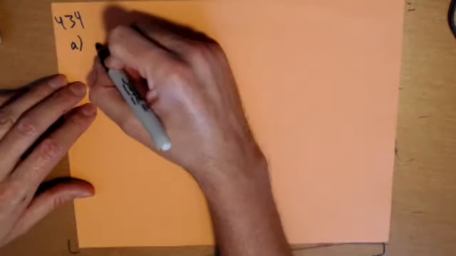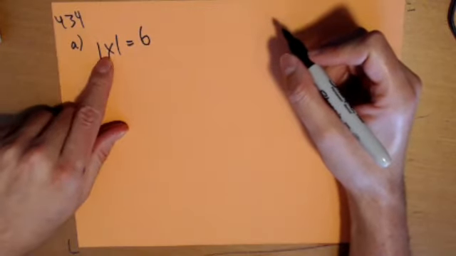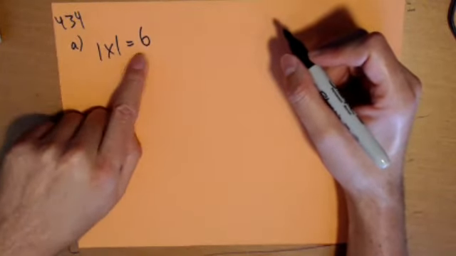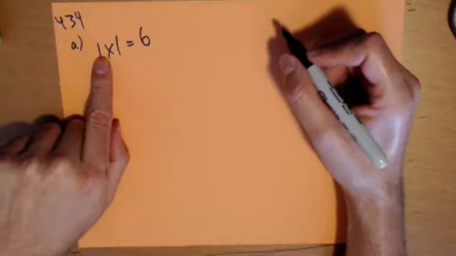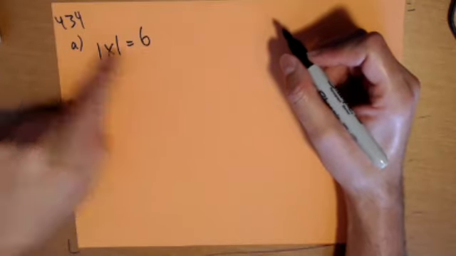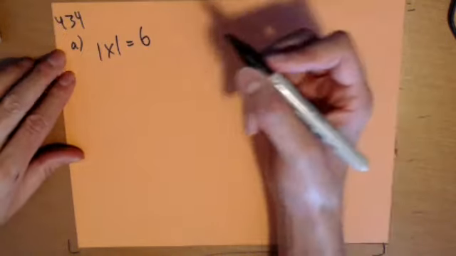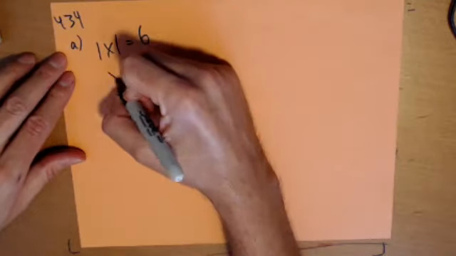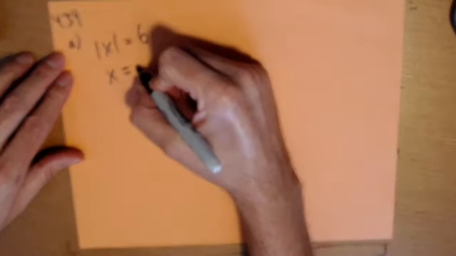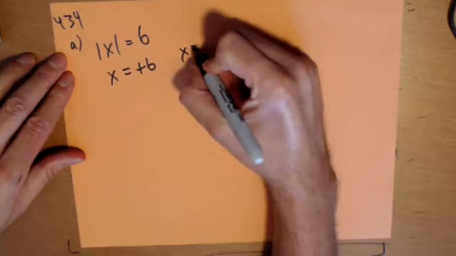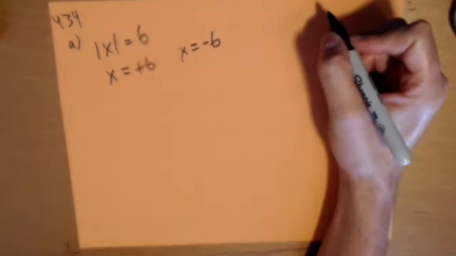Hey folks, 434, absolute values, section 2.7. A, the absolute value of x is 6. So what number can you take the absolute value of to get 6? The absolute value of 6 is 6, and also the absolute value of negative 6 is 6. So basically, once you have absolute value bars and you want to get rid of them, you would just say x is equal to positive 6, and x is equal to negative 6.